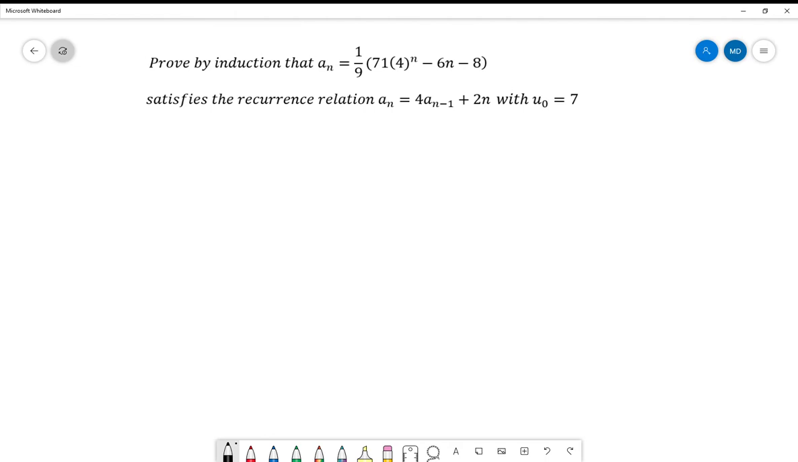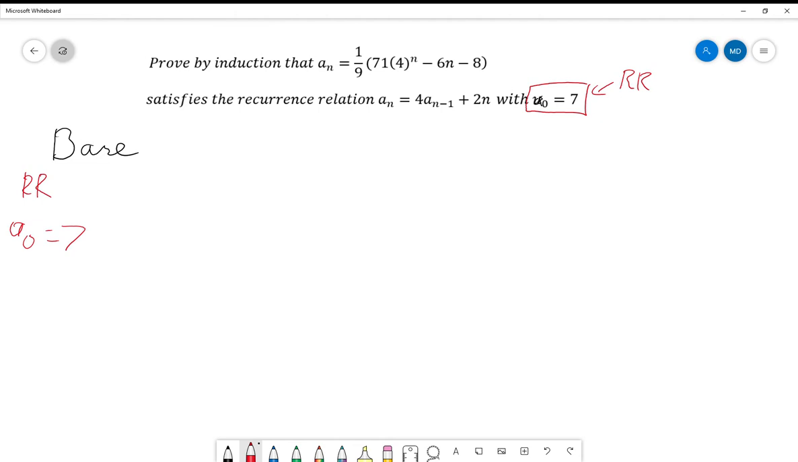So first of all, we need to deal with the base case. Now the base case for the recurrence relation is just what you're given. This is the recurrence relation, and our base case is that we have, it should say A0, that A0 is equal to 7.